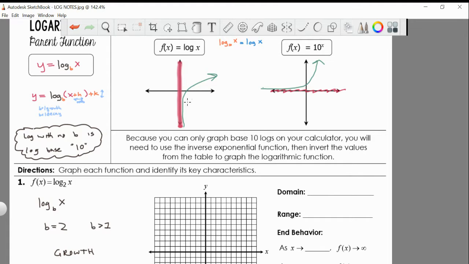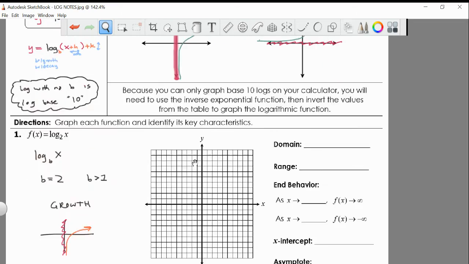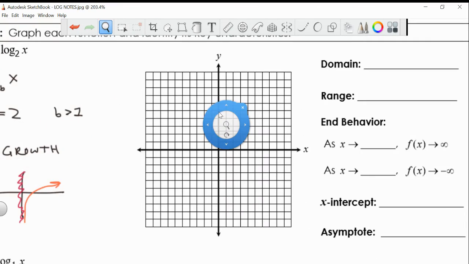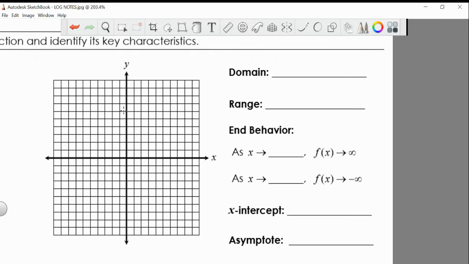Don't really worry about it too much. The log base 10 is going to be going to the right a lot faster than the log base 2, but it's kind of hard to tell anyways, and we're not trying to be too picky here. So let's go ahead and graph this. We just need a standard graph.